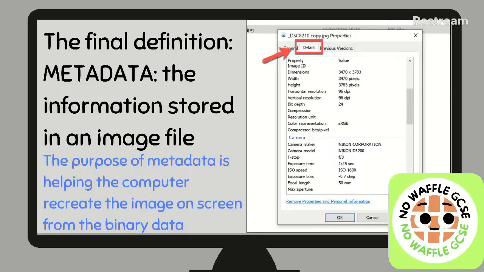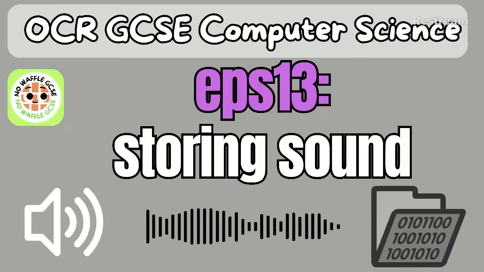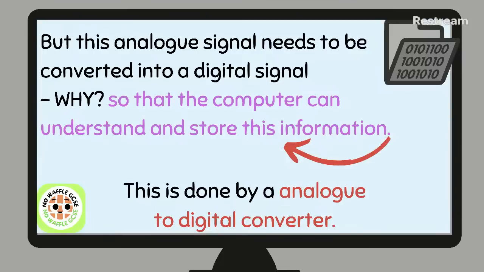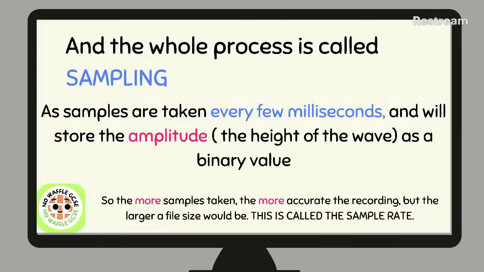We're now on to storing sound. Sound is captured by a microphone as an analog sound. Analog signals are continually changing data. However, this analog signal needs to be converted into a digital signal. Why is this? This is to allow the computer to understand and store this information. This is done by an analog to digital converter, and this whole process is called sampling.